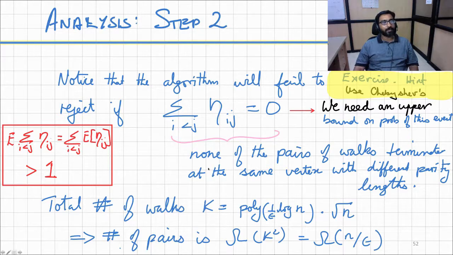So with that we really come to the end of the second step in the analysis, and therefore also the end of the overall analysis. If all of these work out, then the summation of eta ij's will be greater than or equal to 1 with some good probability, which means that we have detected a collision, if you will. So that brings us to the end of our analysis of the property testing algorithm for bipartiteness testing that used random walks.